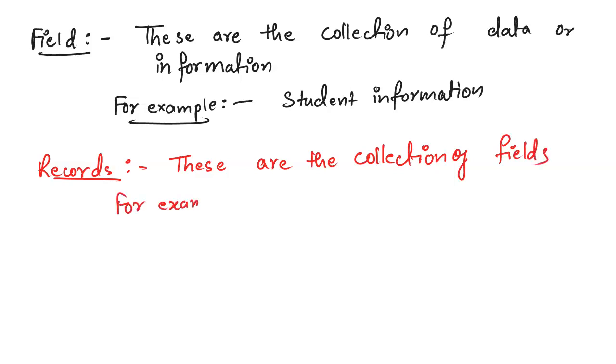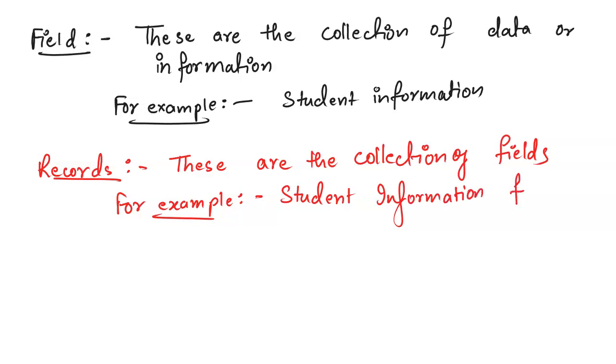Now let us take an example. As we have taken the example in field, that is student information, now let us correlate with the record example. So the record example will be the student information for a particular branch, like is he in the CSE branch or MTech or electrical branch, this type of particular branch.